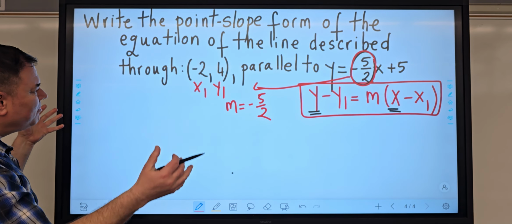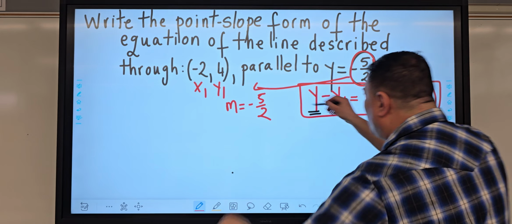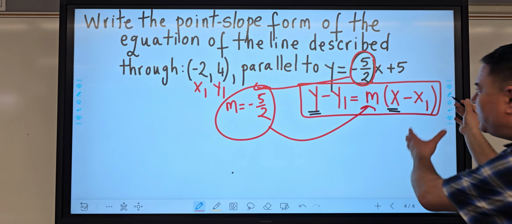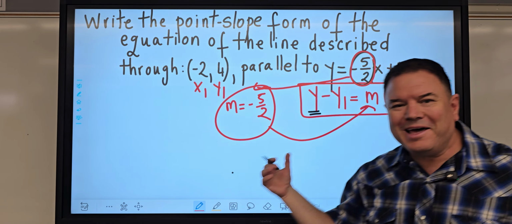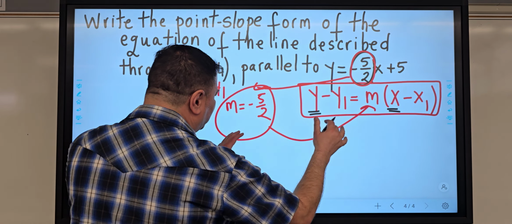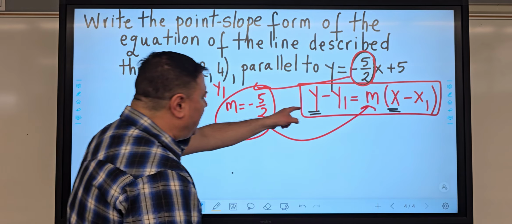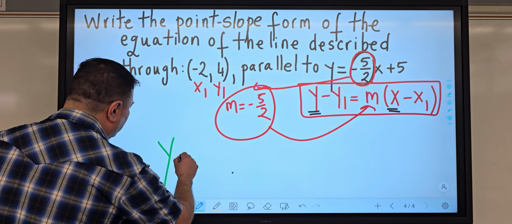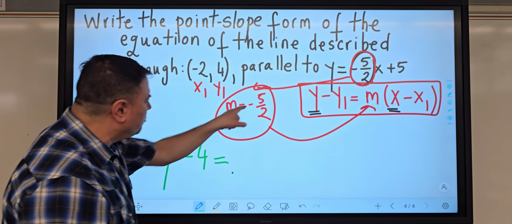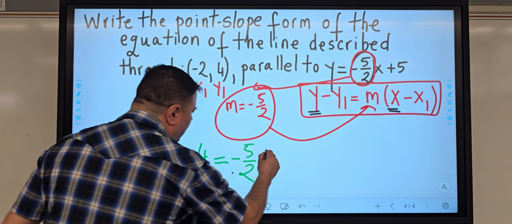Okay? So that's it. We have the x1, y1. Now we got the slope. And now we are ready to plug it back into the formula and get the final answer. Okay, let me use a different color here. So our final answer is, keep the y, right? I'm going to write it here bigger, y minus y1. So y1 is 4. So minus 4 equals, instead of m, we are going to plug in negative 5 over 2. Negative 5 over 2 times x.